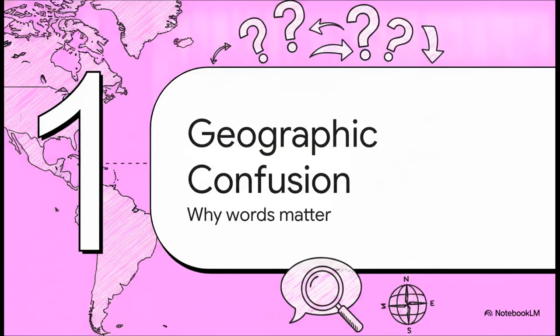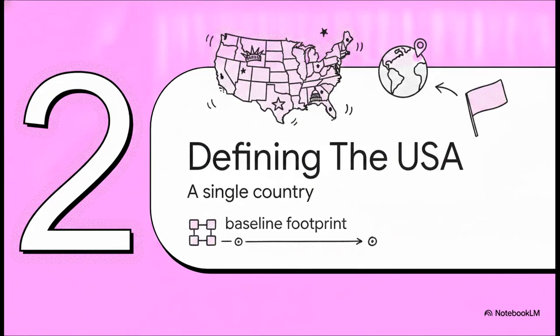All right, so let's kick things off with Section 1, the Great Geographic Confusion, and why words matter on a map. Moving right along to Section 2, defining the USA. We're starting small here with a single country.